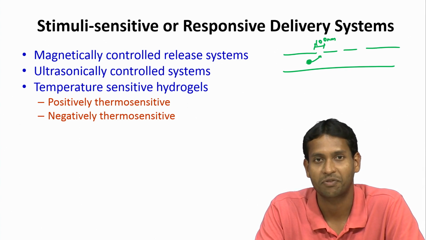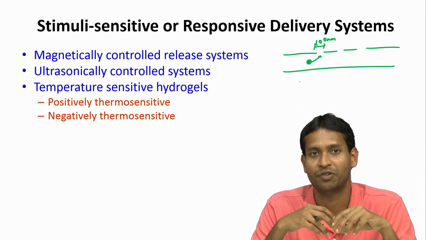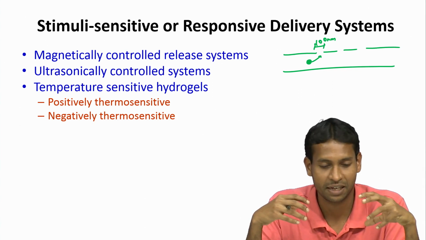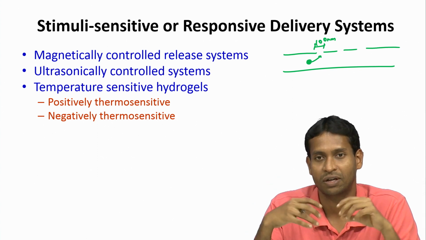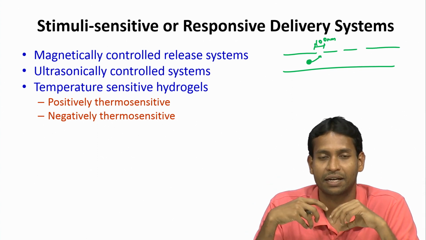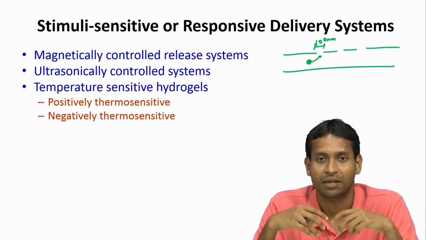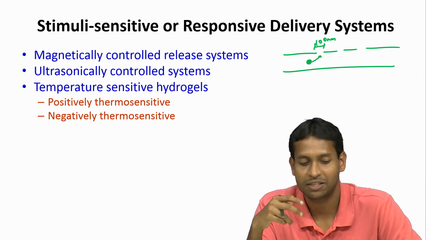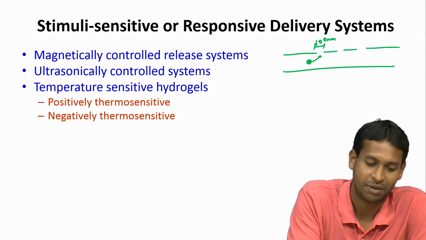That is one type of response, but then we want to have more control over our system. We want to have much more capability to turn our system on and off when required, and if there is an external stimulus we can give, that will give us a lot more capability to do that. So that is what we will talk about. And then there are various systems like that. Some are already listed here.